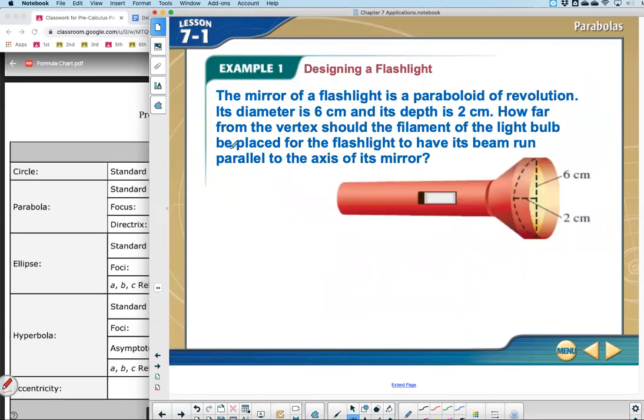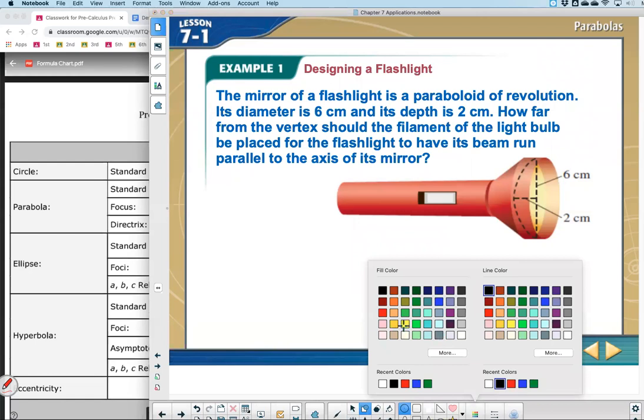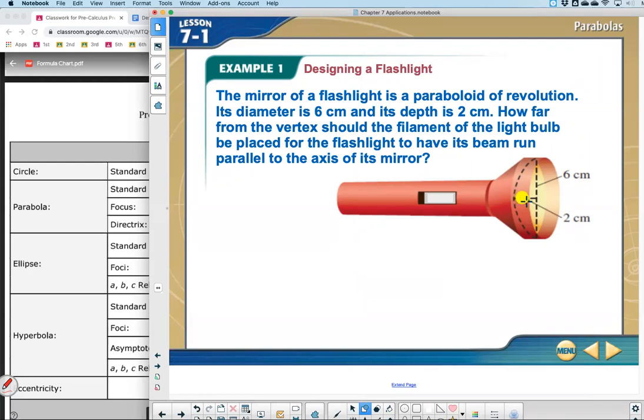So example 1 says, the mirror of a flashlight is a paraboloid of revolution. Paraboloid of revolution is just a 3D parabola. Its diameter is 6 centimeters across, and its depth is 2 centimeters. How far from the vertex should the filament of the light bulb be placed for the flashlight to have its beam run parallel to the axis of its mirror? The question is essentially saying: where should we place the light bulb so that the light shines out like a beam, like a flashlight's light should shine?